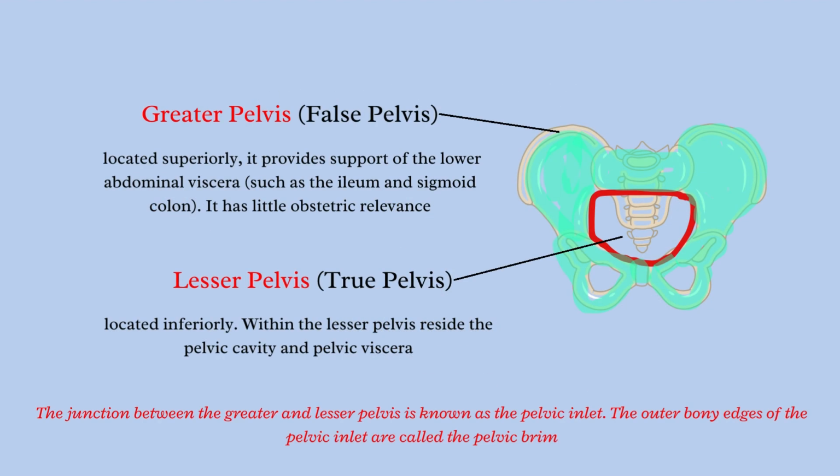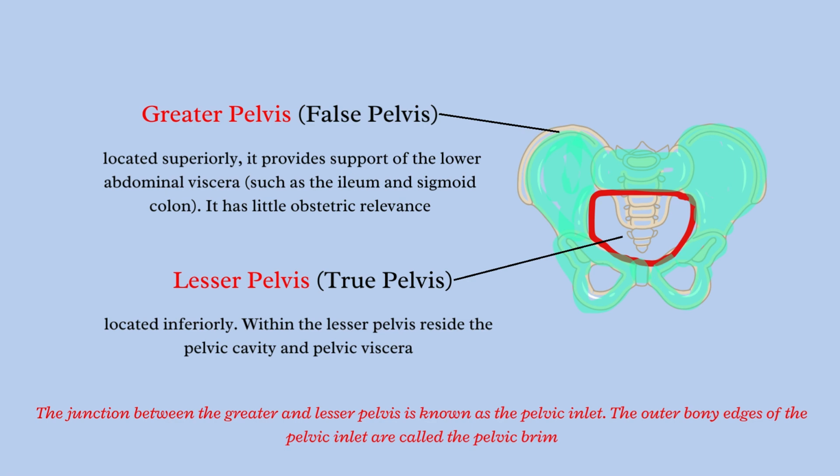The greater pelvis, also known as the false pelvis, is located superiorly. It provides support of the lower abdominal viscera, such as the ileum and the sigmoid colon. It has little obstetric relevance. Lesser pelvis, which is also known as the true pelvis, is located inferiorly. Within the lesser pelvis reside the pelvic cavity and the pelvic viscera.